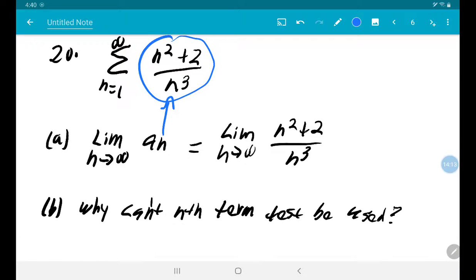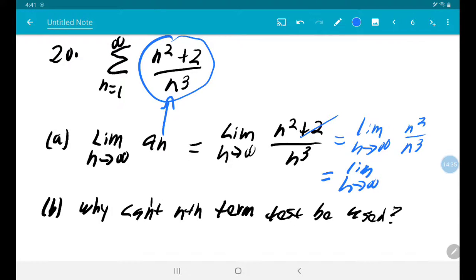Now, first thing I know is that when I talk about squaring infinity, plus 2 is insignificant. So that basically gives me the limit as n approaches infinity of n squared over n cubed, which reduces, if I divide both top and bottom by n squared, to 1 over n, and 1 divided by n as n approaches infinity, or 1 over infinity, approaches 0. So, the question for part B is, why can't the nth term test be used to determine convergence there?